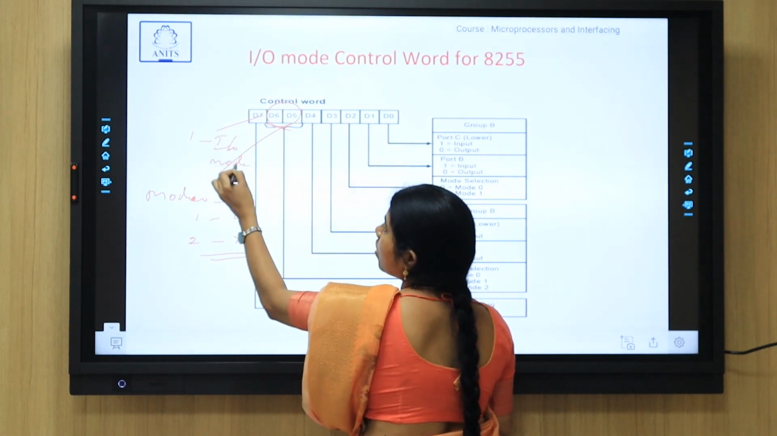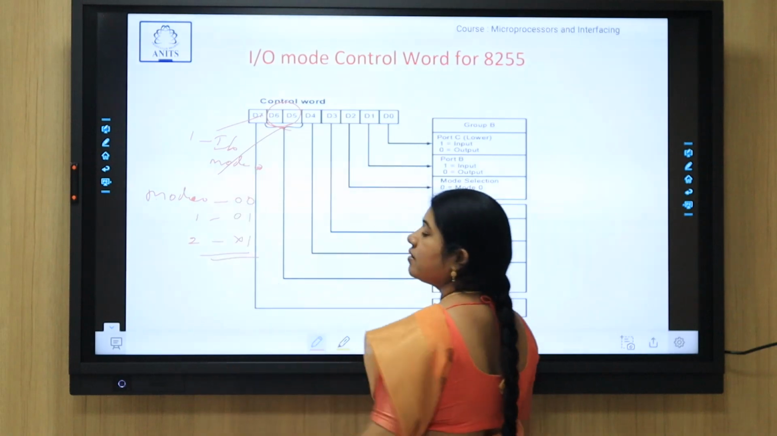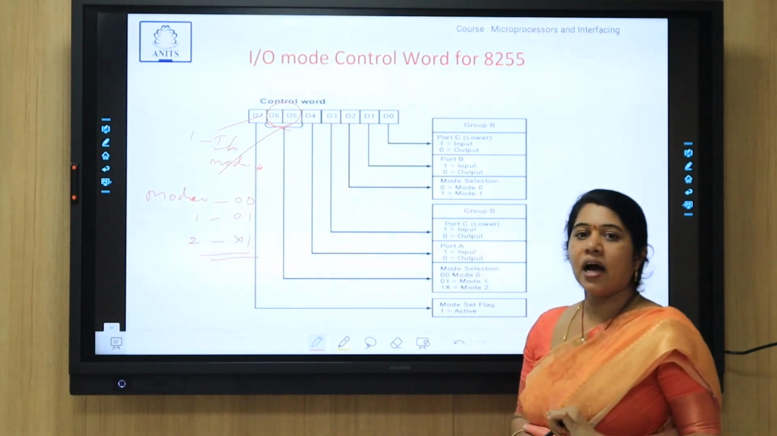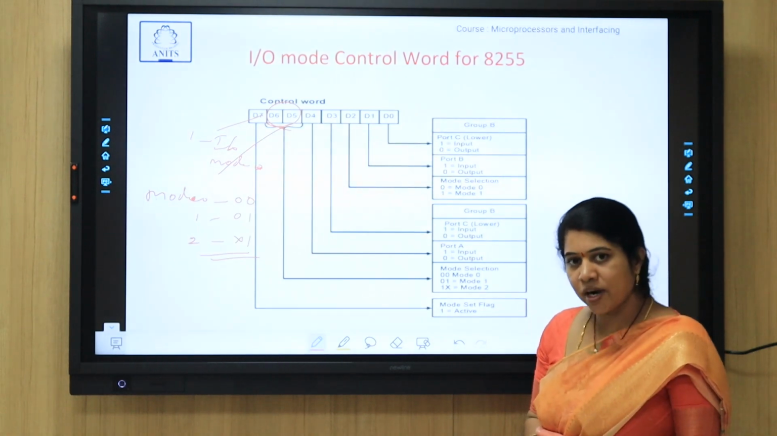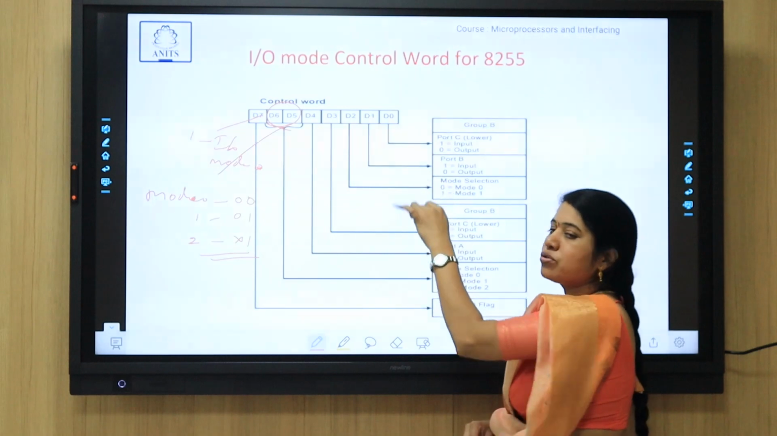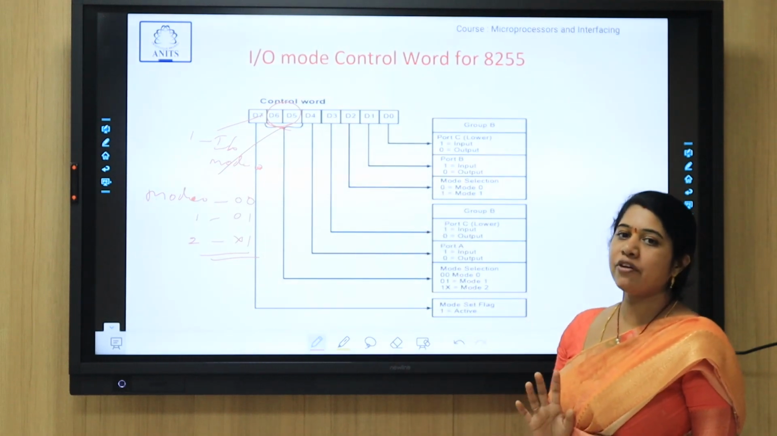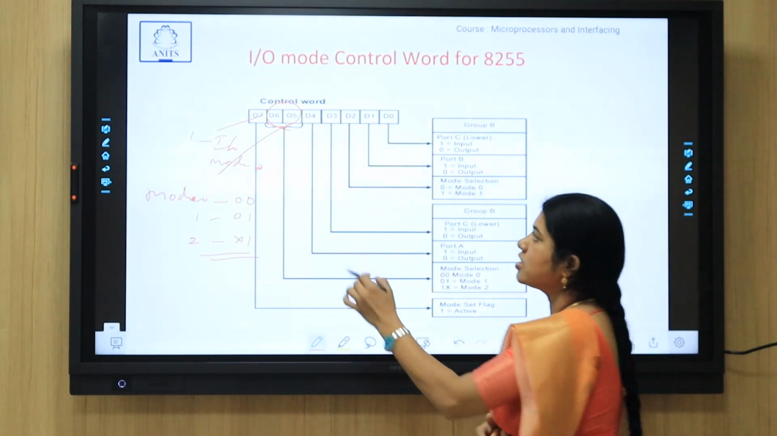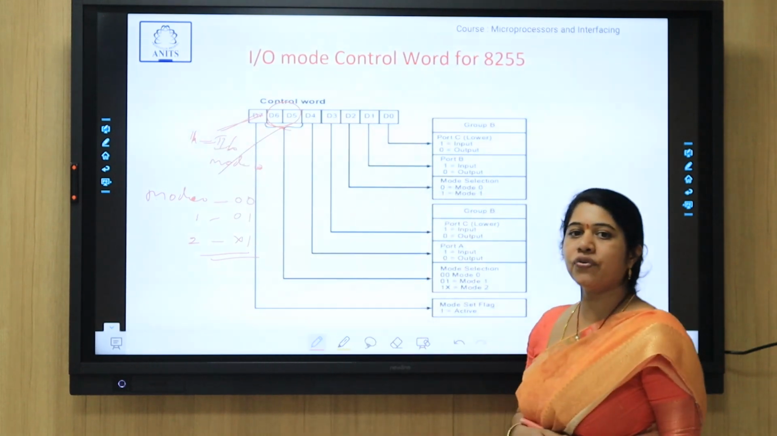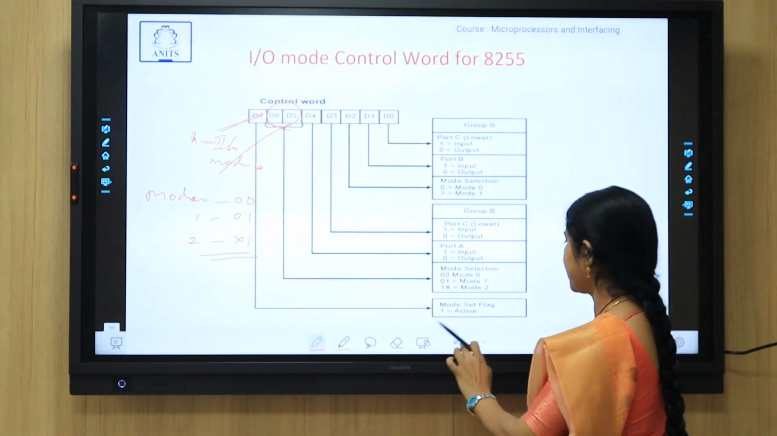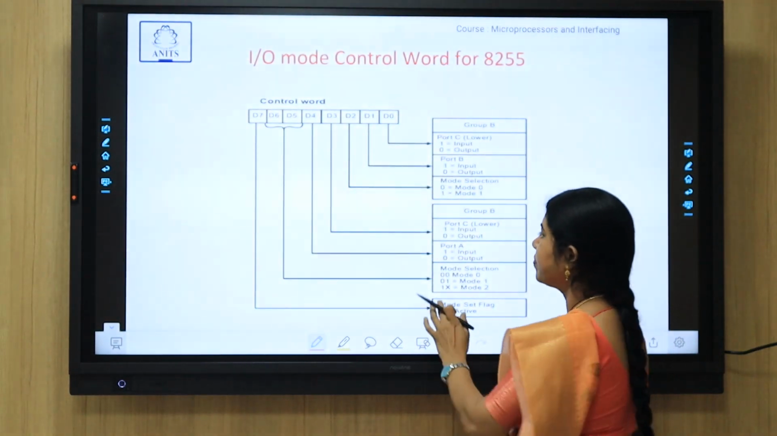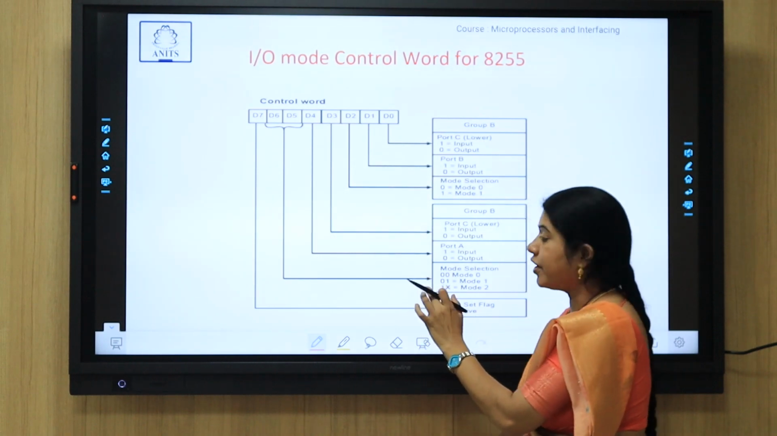This bit D7 is always used to select the mode of operation, that is IO mode or BSR mode. If it is 1, the control word is used to specify IO mode of 8255. So this bit must always be 1 in order to operate 8255 in IO mode. This is the IO mode control word of 8255.